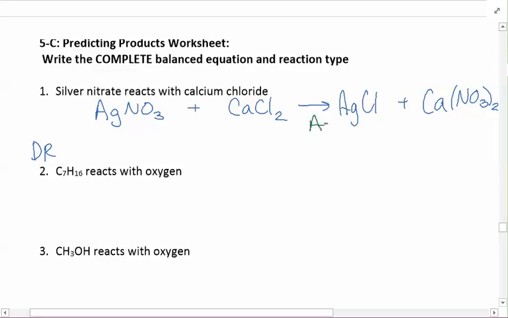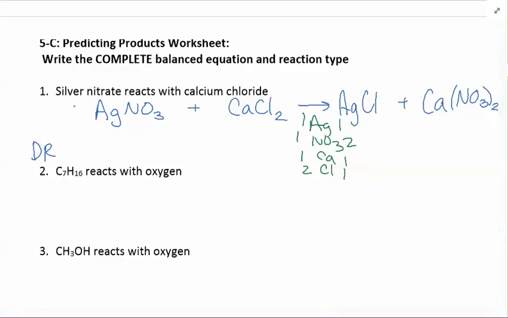I'm going to have Ag, NO3, Ca, and Cl. So I have 1, 1, 1, 2, 1, 1, 2 nitrates, and 1 calcium. So I'm going to start with the nitrates. Gives me 2 silver and 2 nitrates. And I'm going to put a 2 in front of AgCl. That gives me 2 silvers and 2 chlorines. I now have a balanced equation.